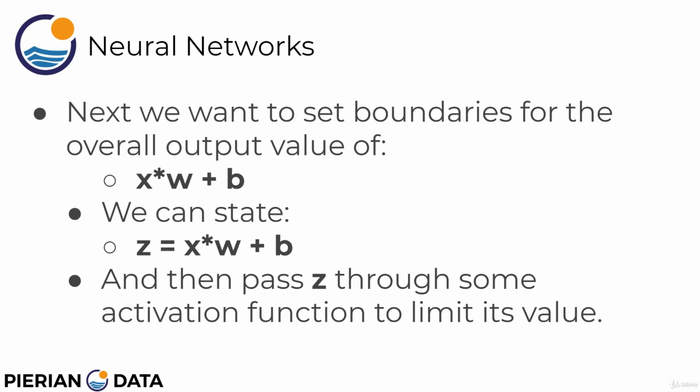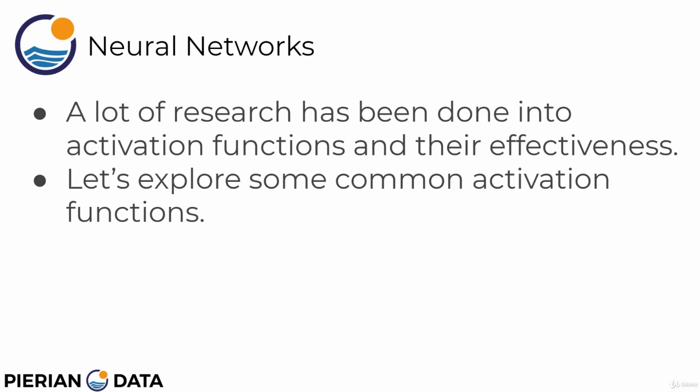So next, we want to set boundaries for the overall output value of that combination X times W plus B. To keep things simple, we can state Z is equal to X times W plus B. And then we can pass that term Z through some sort of activation function to limit its value. Now keep in mind a lot of research has been done into activation functions and their effectiveness. We're going to explore some really common activation functions, and then I'll also show you the Wikipedia page for activation functions, which displays and lists a lot more.